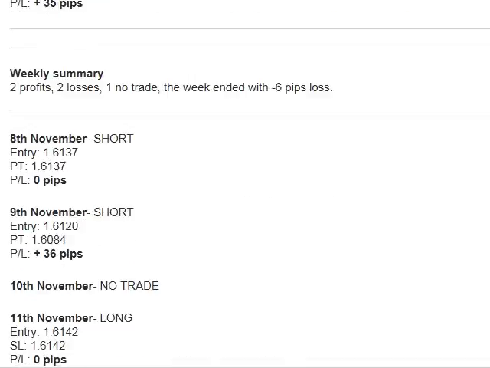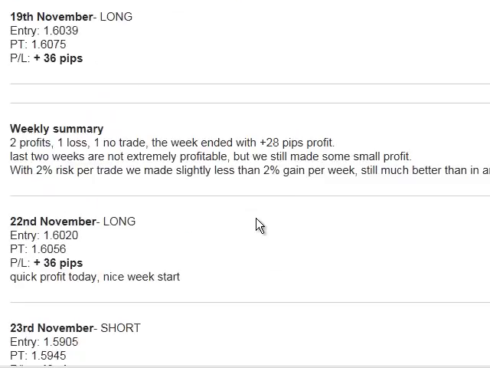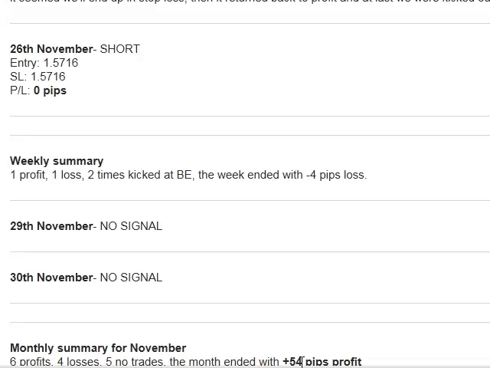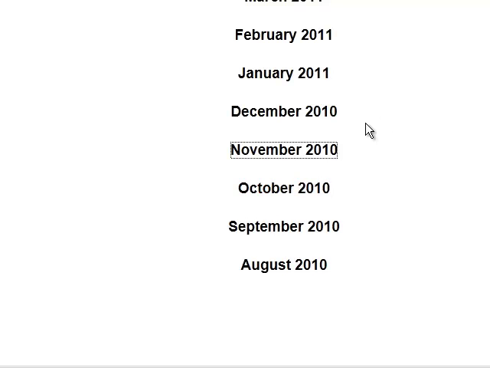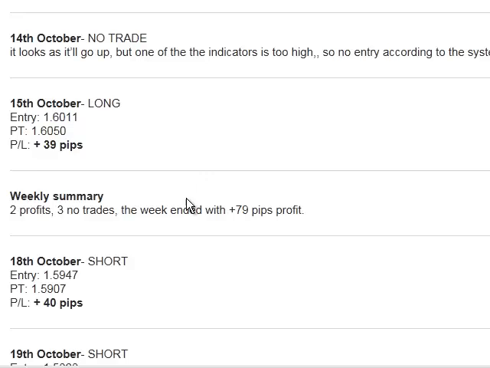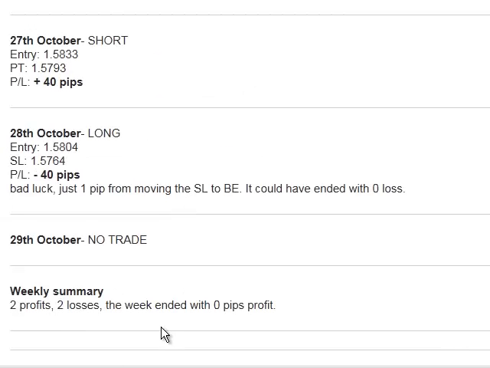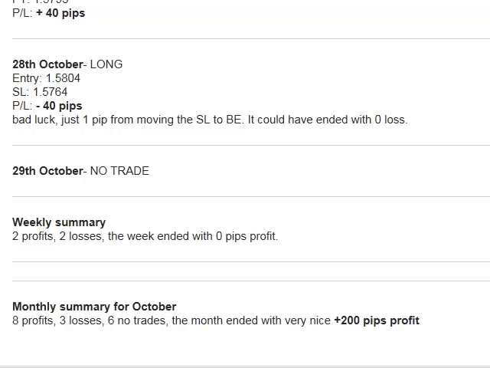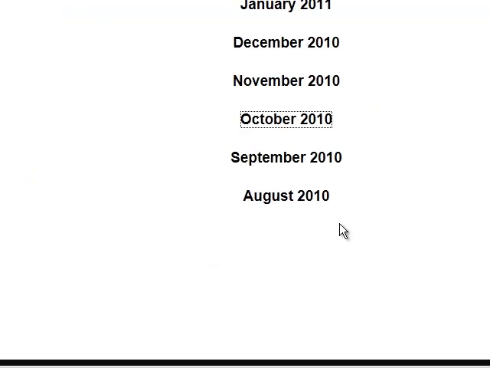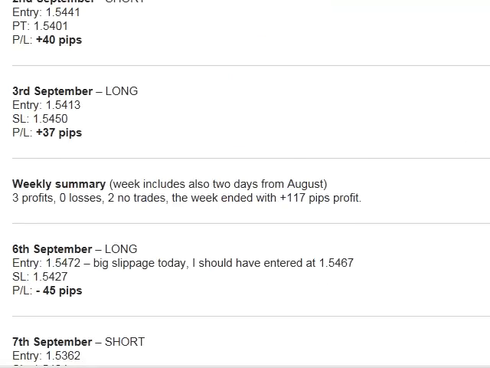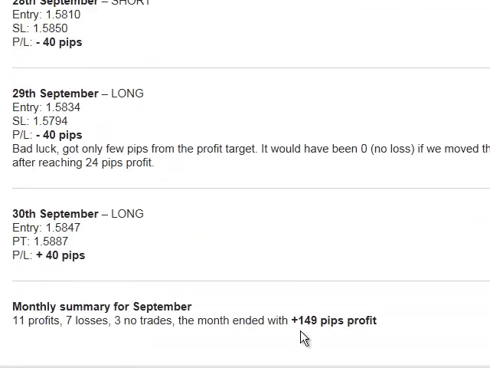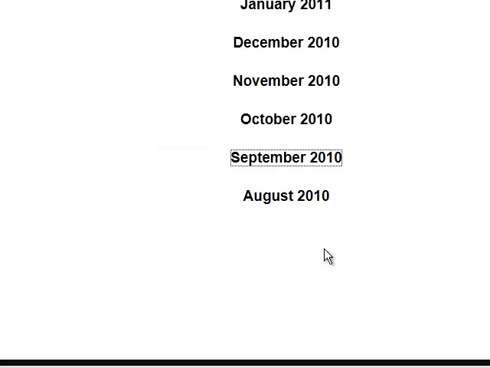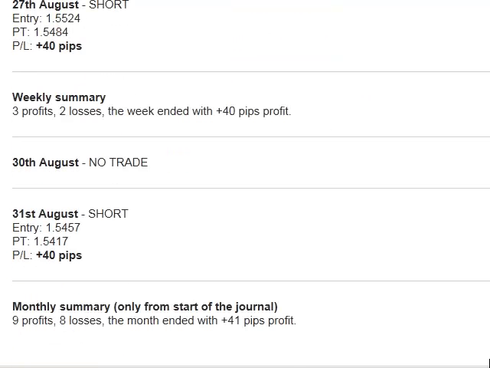November was good. We had 54 pip profit for November, and October was 200, so that was a good month. I got to end this quick. September was good, 150, and August was also good, 40.